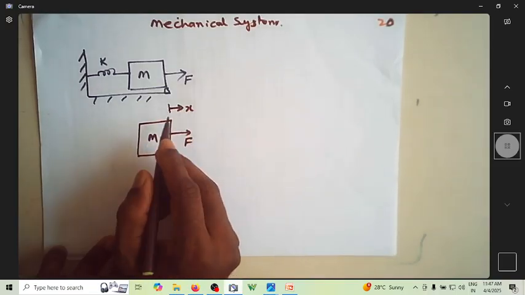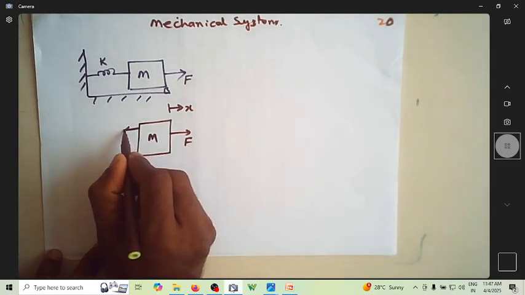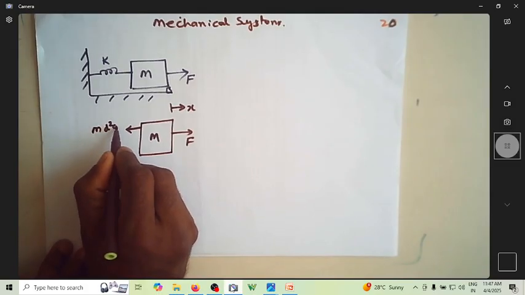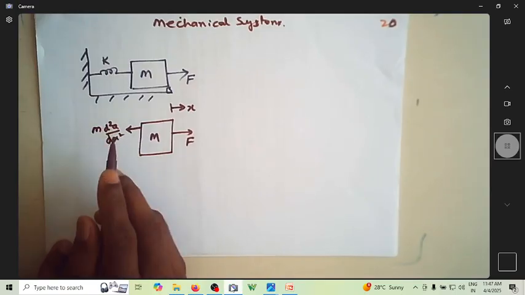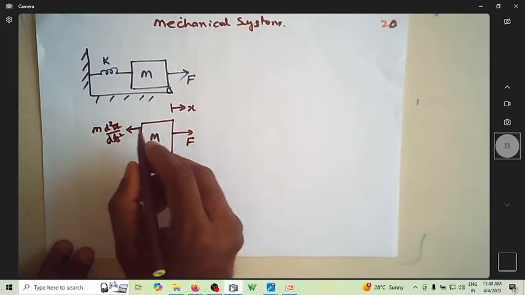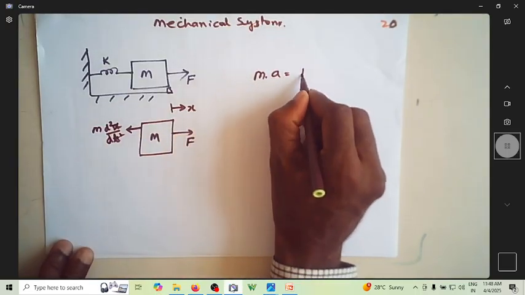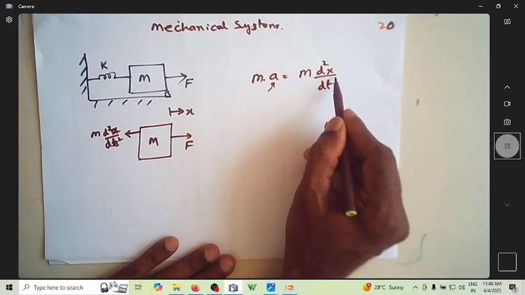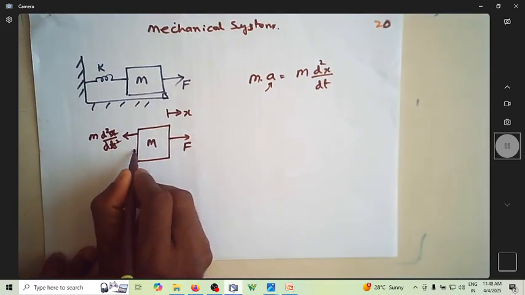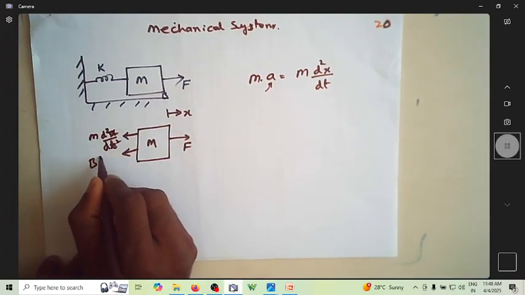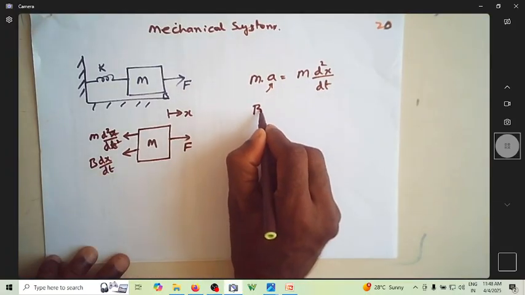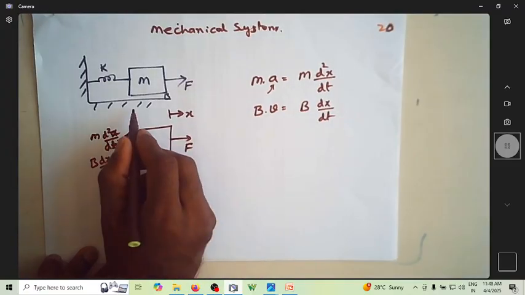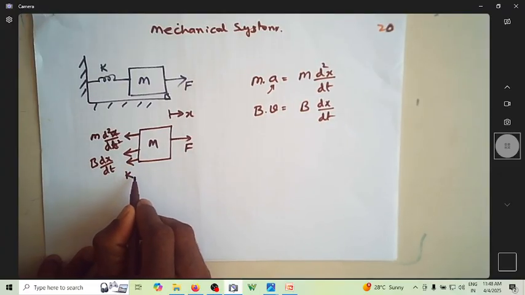Because of this displacement and this force, there is an opposing force for the motion of m, given by mass into acceleration, which is d square x by dt square, the double derivative of the displacement x. We have another opposing force due to friction, which is b into velocity, that is b into dx by dt. And due to the spring constant there is an opposition given by k into x.